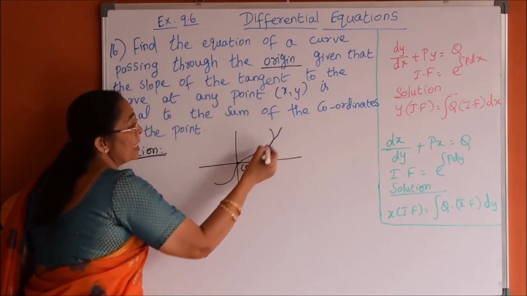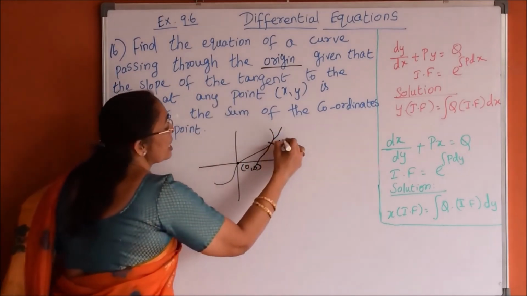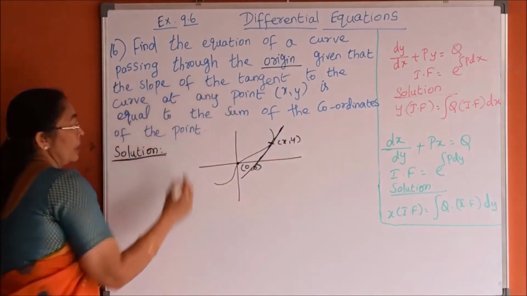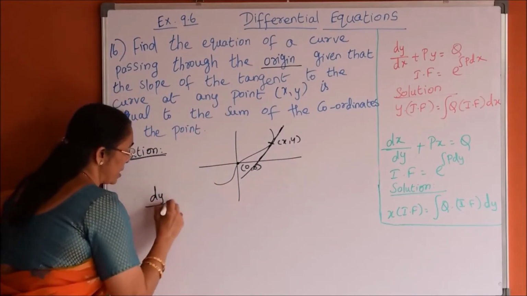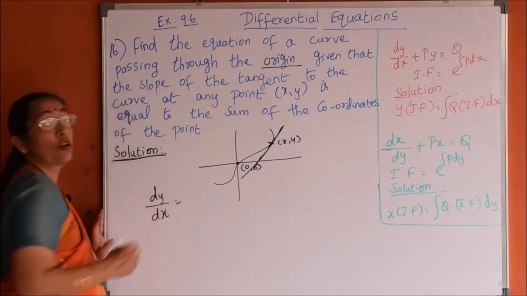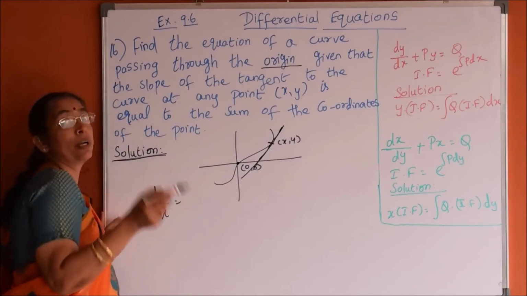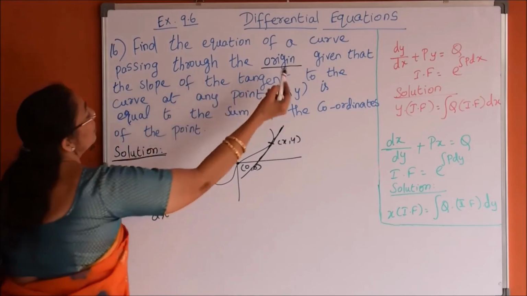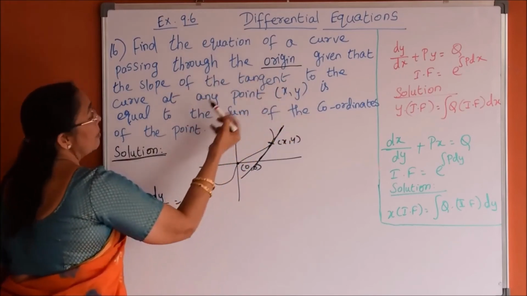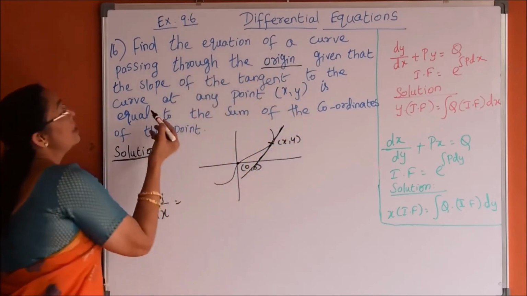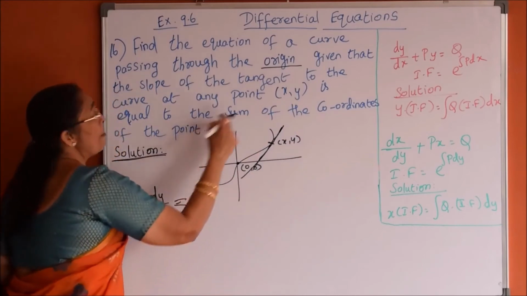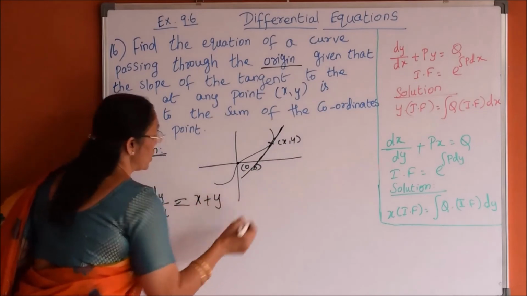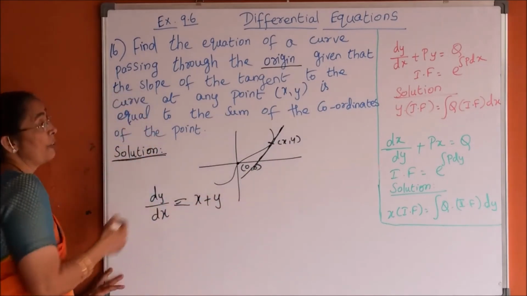Slope of the tangent, this is a tangent line at any point x comma y, this slope of the tangent, that is dy by dx. Slope of the tangent to the curve y is equal to f of x at any point x comma y is nothing but dy by dx at that point. So slope of the tangent to the curve at any point x comma y is equal to the sum of the coordinates of that point, which is equal to x plus y. So we framed the differential equation.